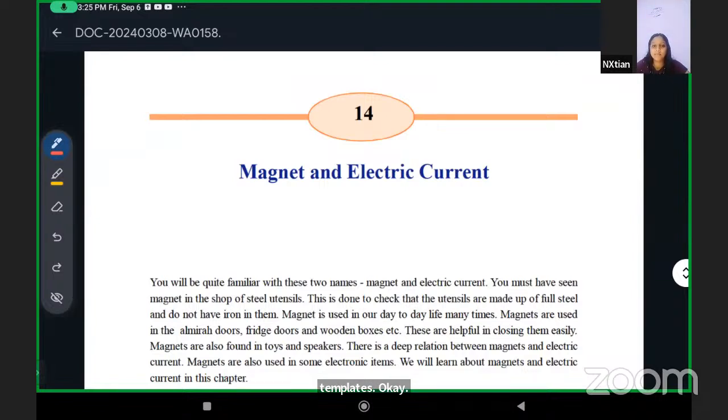Will marks be removed if you use a template? No, Simran, it's okay. I won't cut marks for using a template. So will marks be added if you do everything from scratch? Yes, you will get marks if you are doing everything from scratch, or if you're using a template, you will get marks. I won't cut marks for any of that.